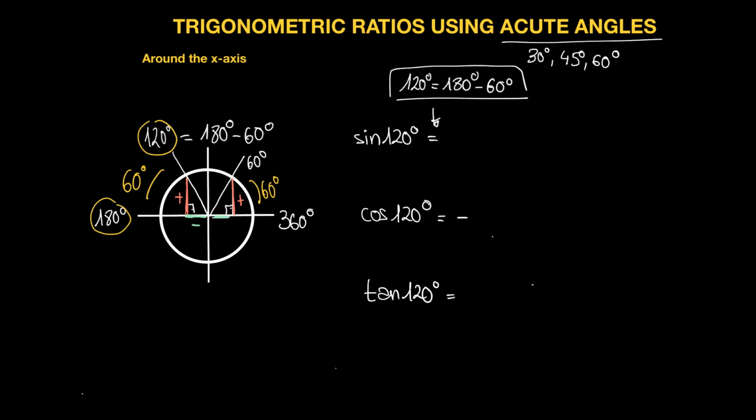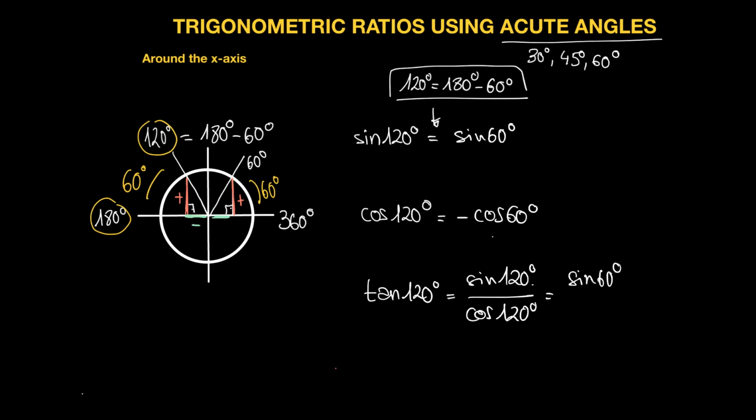Consequently, I can claim that the sine of 120 is the sine of 60 degrees, the cosine is negative cosine of 60, and the tangent is sine over cosine. I substitute by sine of 60 over negative cosine of 60, which is negative tangent of 60.